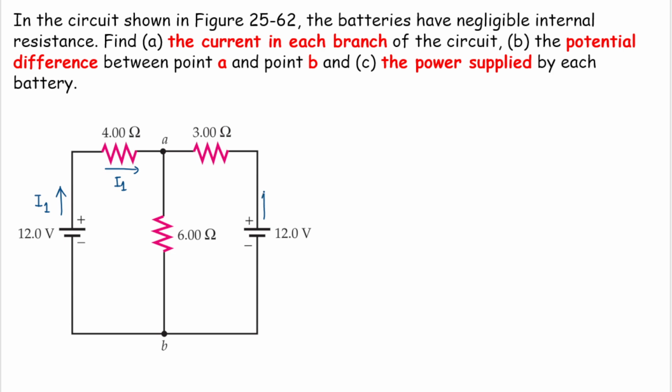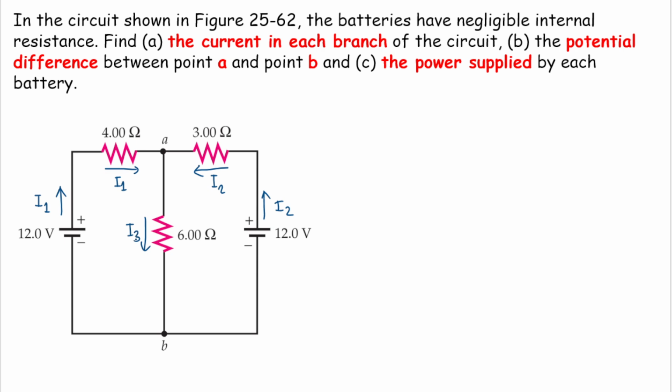Let's also assume this goes into the circuit here, and let's name this I2. Because this is in series, I will have this one here also I2, because that is in series with this current. And for this 6 ohm resistor, I will have it like this, and I will name this I3 here.